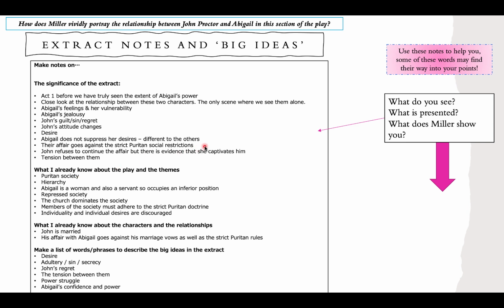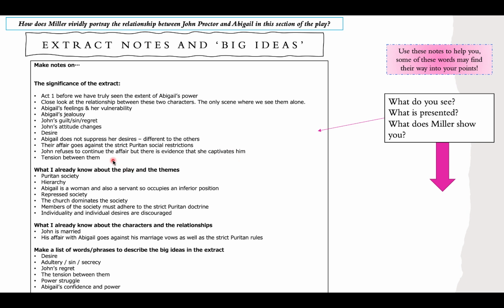Their affair actually goes against the strict Puritan social restrictions, so this is me bringing in the context, so it's relevant here. You'll notice that I'm only bringing in context that's relevant. So their affair goes against what their society teaches, so it's quite a big transgression, what they're doing here. John refuses to continue the affair, but there is evidence that she captivates him.